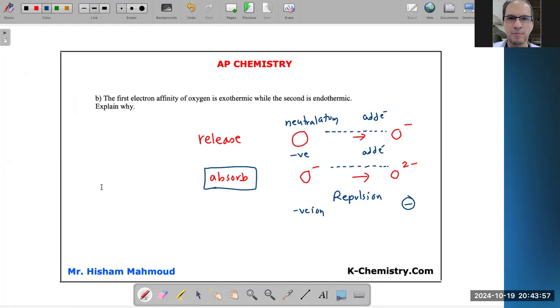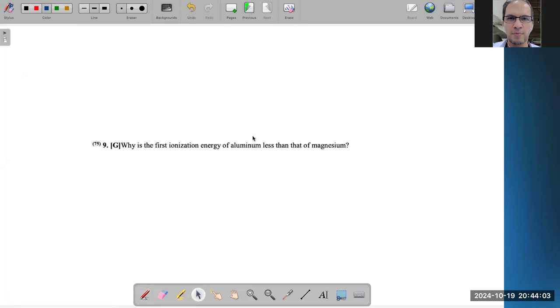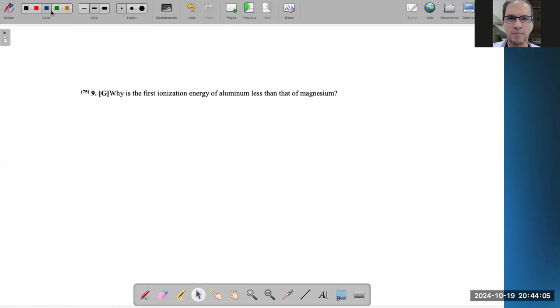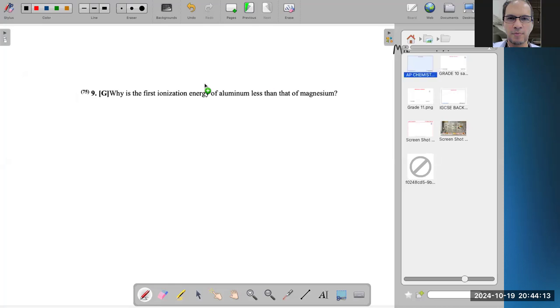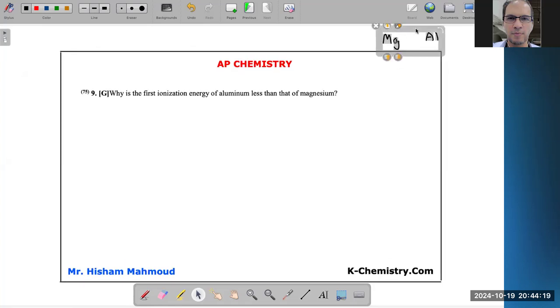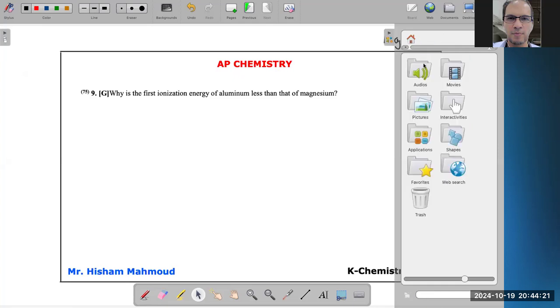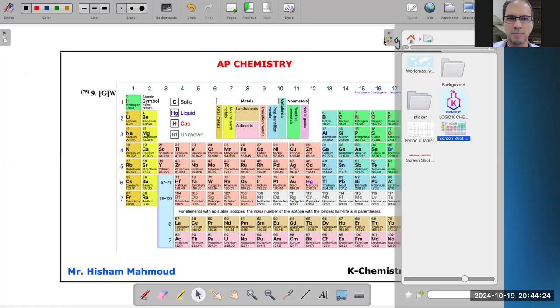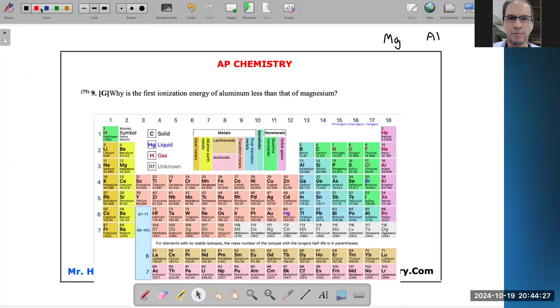Now a few exceptions, Mariam. The first ionization energy of aluminum and magnesium: which one is supposed to be bigger? Magnesium or aluminum, without the exception? Without the exception, Mr., magnesium is on the left, where aluminum is on the right. So the ionization energy should be increasing. But I found that the aluminum actually is less. Why is it less?